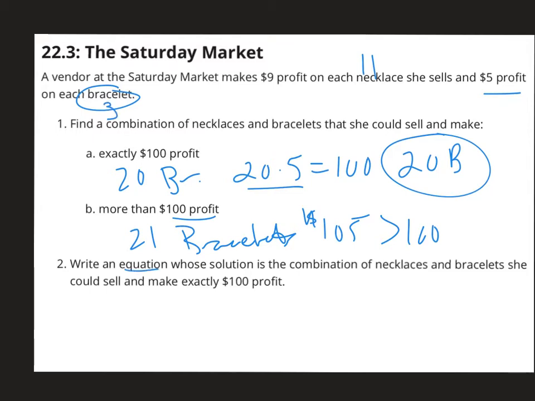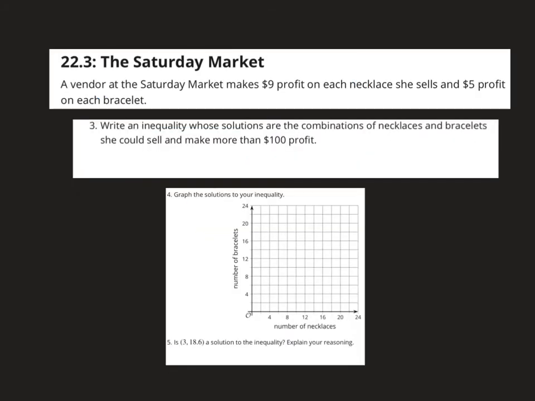So next it says, write an equation where the solution is the combination that makes exactly $100. Well, when we're talking about exactly and equations, we're talking about equals 100. So it's $9 of profit for each necklace added to $5 for each bracelet. There's our equation. How about the inequality where they make more than $100? First off, more than sounds like strictly more than $100. And it's still the same front end. It's $9 for each necklace added to $5 for each bracelet. That's it.